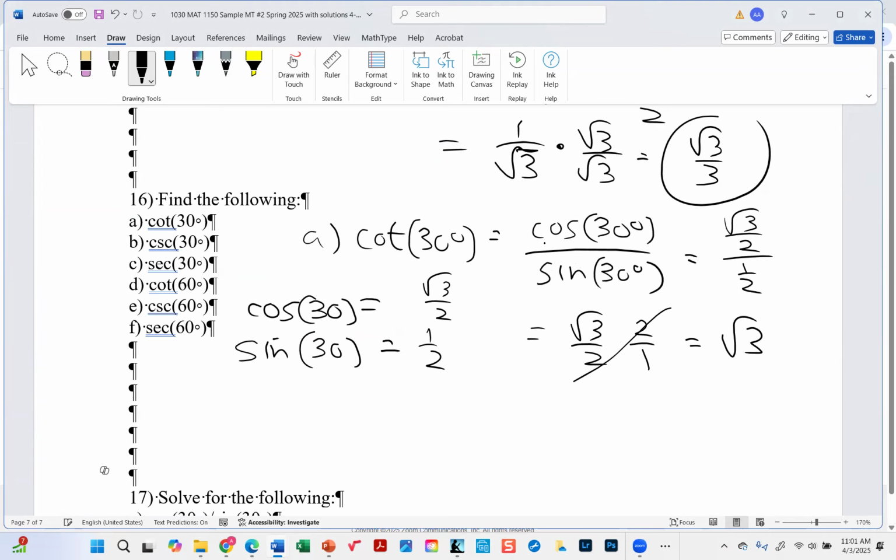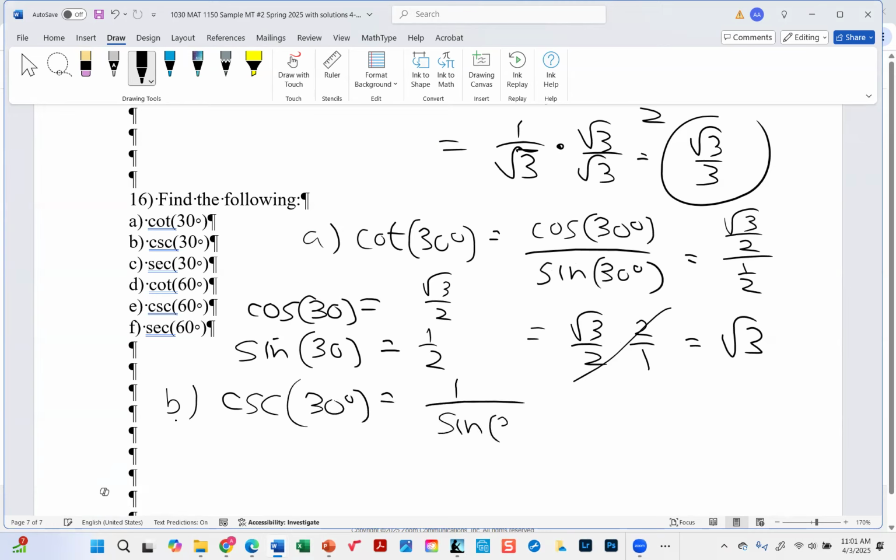Okay. That's an unusual case. You'll see a lot of the others. We do need to do some more algebra when we're done. All right, what else do we have here? B, cosecant 30, which is 1 over the sine, which is 1 over 1/2, which is just 2. Okay, another nice straightforward one. We like straightforward answers, don't we? Yes, we do. Okay, great.